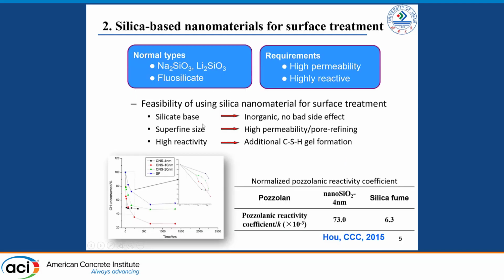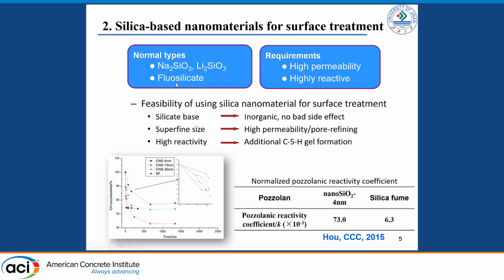People normally use the silica-based material for surface treatment because this kind of sodium silicate, lithium silicate, or fluoride silicate has a very good permeability. It's very permeable to the inner structure of the hardened concrete structures from the surface. It will be in-situ reactive, meaning that it will react with the constituents of the hardened concrete. So people always use that.